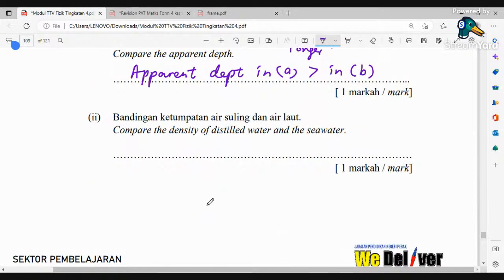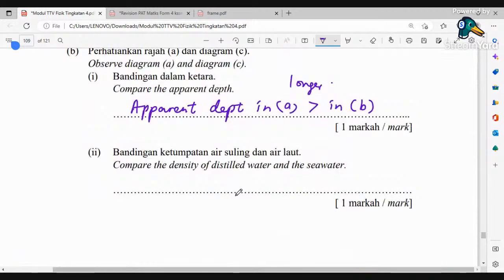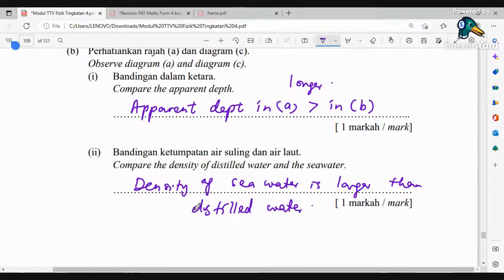Compare density of distilled water and seawater. Okay, density of seawater is larger than distilled water. Okay, density is larger.